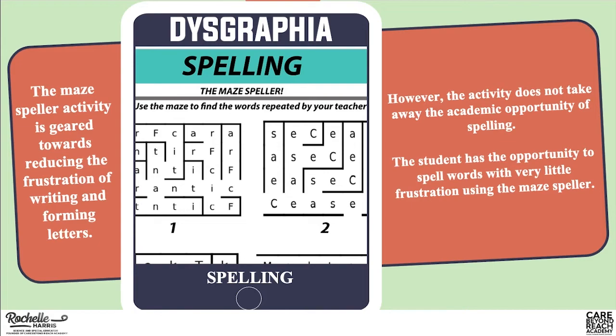They can use the maze to help them spell the word, but they don't have to worry about writing, because it is so frustrating for them, and then it reduces their confidence and defeats the purpose of learning. So you want to be able to make learning fun and effective and use things that they are able to relate to. The maze will help them to spell the word, so they're still spelling, they're not losing out on any academic opportunities, but you reduce the frustration, which leads to low self-esteem and lack of confidence in themselves, and you don't want that for any child.